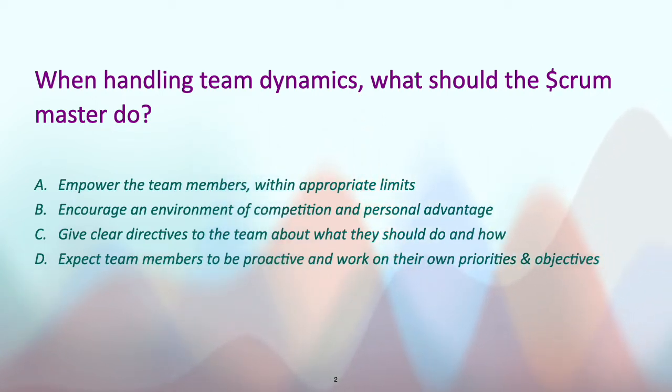There are four options. Empower the team members within appropriate limits. Within appropriate limits, because we don't have any authority with the scrum master, because he's a facilitator, he's a bridge. So how can he empower the team members, right? Encourage an environment of competition and personal advantage. Give clear directives to the team about what they should do and how. Then the last, expect team members to be proactive and work on their own priorities and objectives.